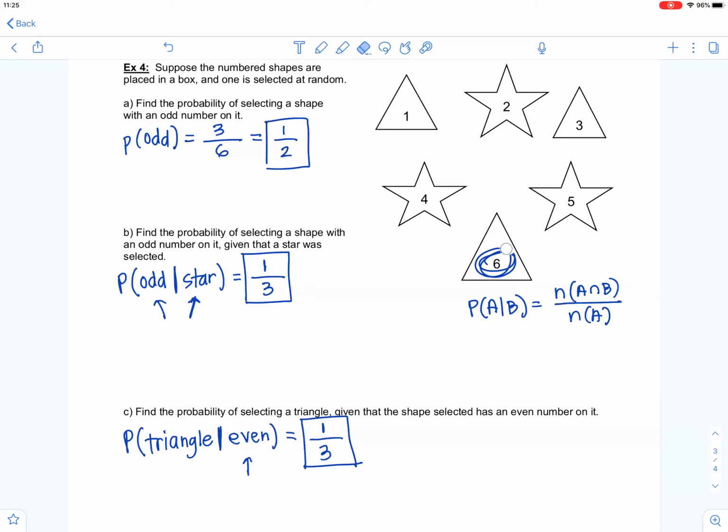Once again, if you don't want to think about it in terms of your formula, you were given that the shape selected had an even number on it, so automatically you could disregard these other ones because you were told that you drew an even number. So then you're looking at the probability out of those that are remaining. Notice that there's just 1 triangle out of the 3. So it's just 2 different perspectives. You're calculating the same probability just from 2 a little bit different points of view.